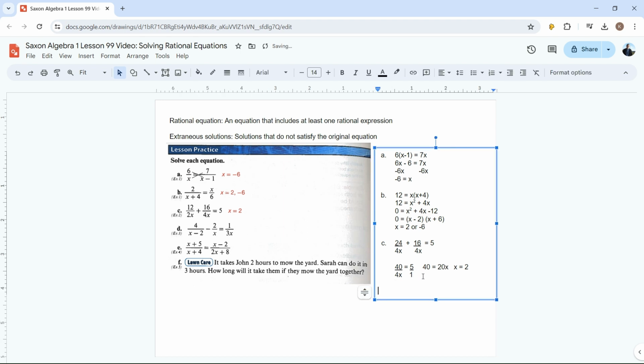Letter D is a really hard one. So we're going to have to really focus on making sure we set this up right. Across the top, I have 4 minus 2 equals 1. But in the bottom, I have all sorts of different denominators. So the denominator for the term that has a 4 is x minus 2.